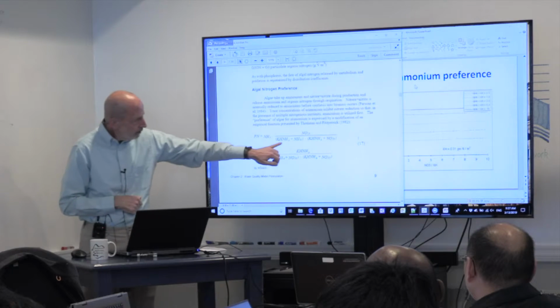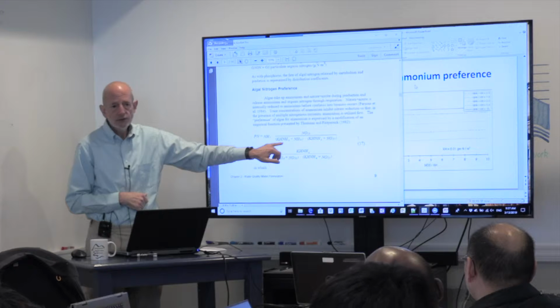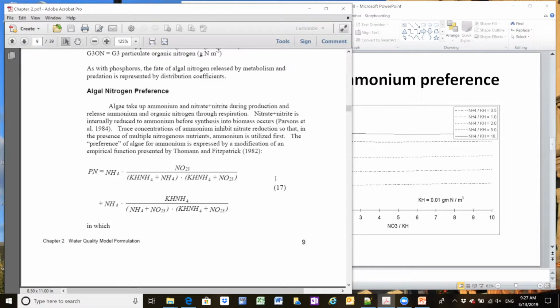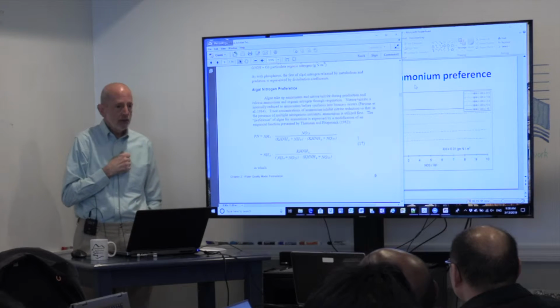When they did it, this K was the half saturation constant, that Monod constant for nitrogen uptake. When I and some other people looked at that, what we saw was that the preference for ammonium was probably not as high as it would be. So in ICM, we specify something called KHNH4, a specific half saturation constant for ammonium. So that'll be lower than the regular nitrogen one.